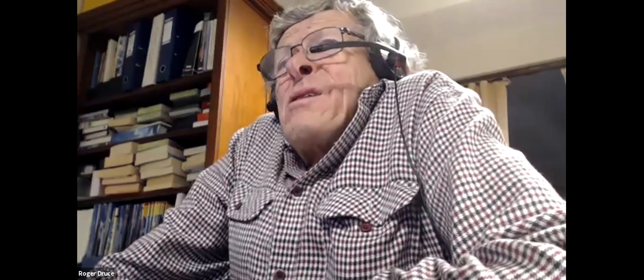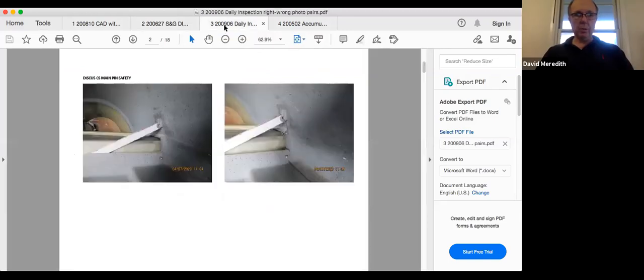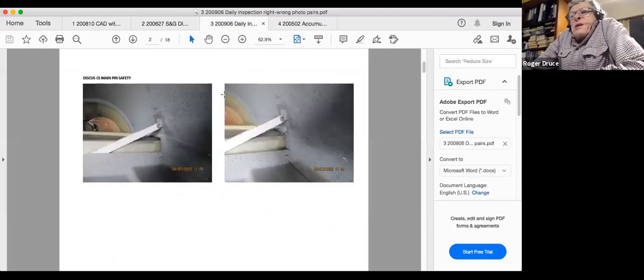Okay, well, I'm going to move on to a series of photographs which I've put together. So, David, you'd like to put up item number 3, which is about daily inspection right, wrong photo pairs. This little effort is experimental. So I've been out there taking some photographs, trying to produce some pictures which show when things are right and when things are wrong.